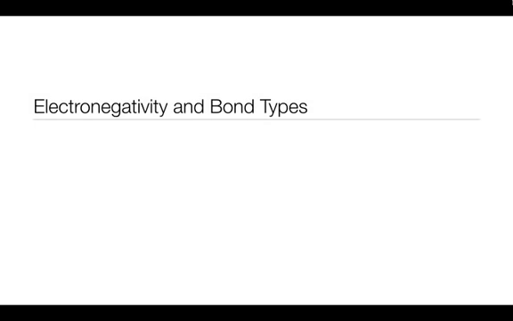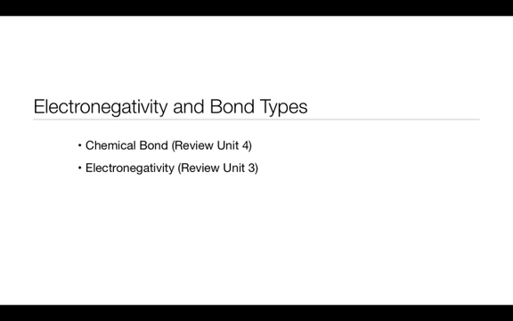In this lecture, we're going to look at electronegativity and bond types. We've done some of this already. We've talked about chemical bonds in Unit 4. We're going to get a little deeper discussion of those today. We've looked at electronegativity. We've defined that, and we looked at the periodic trend for electronegativity in Unit 3. We're going to bring that back into the mix.